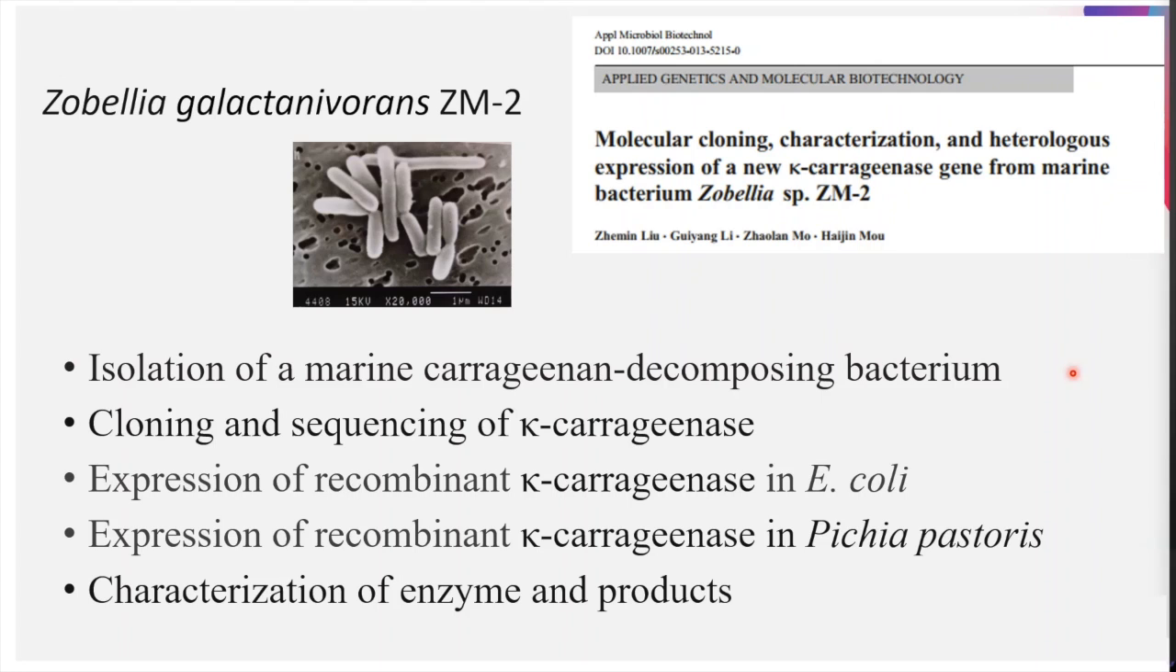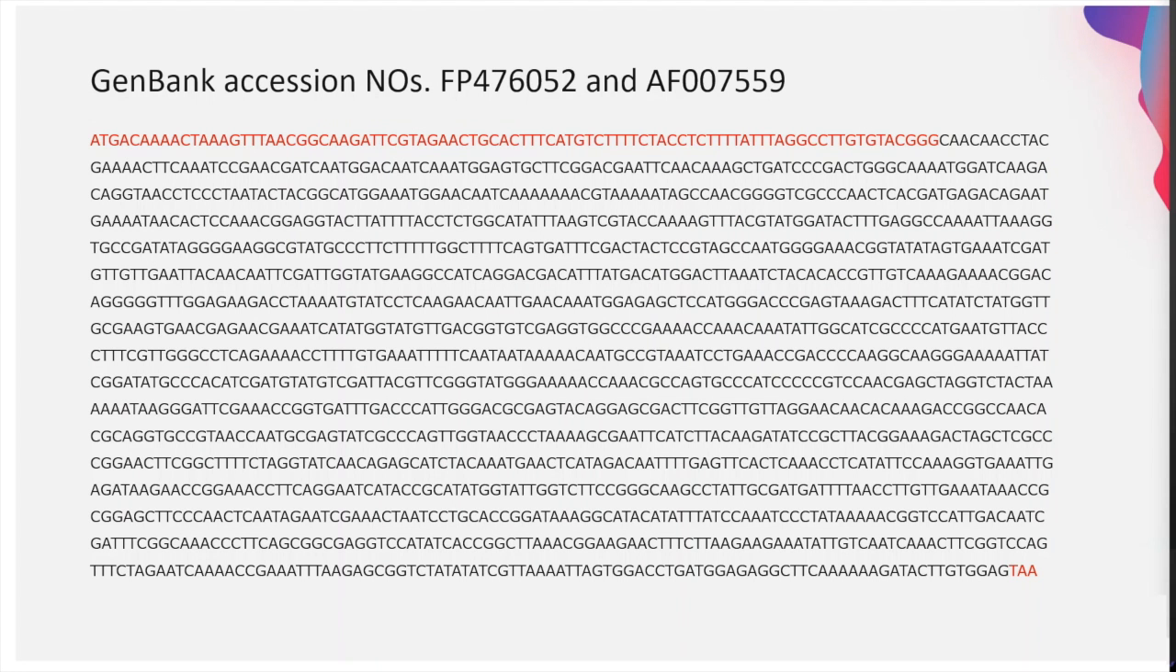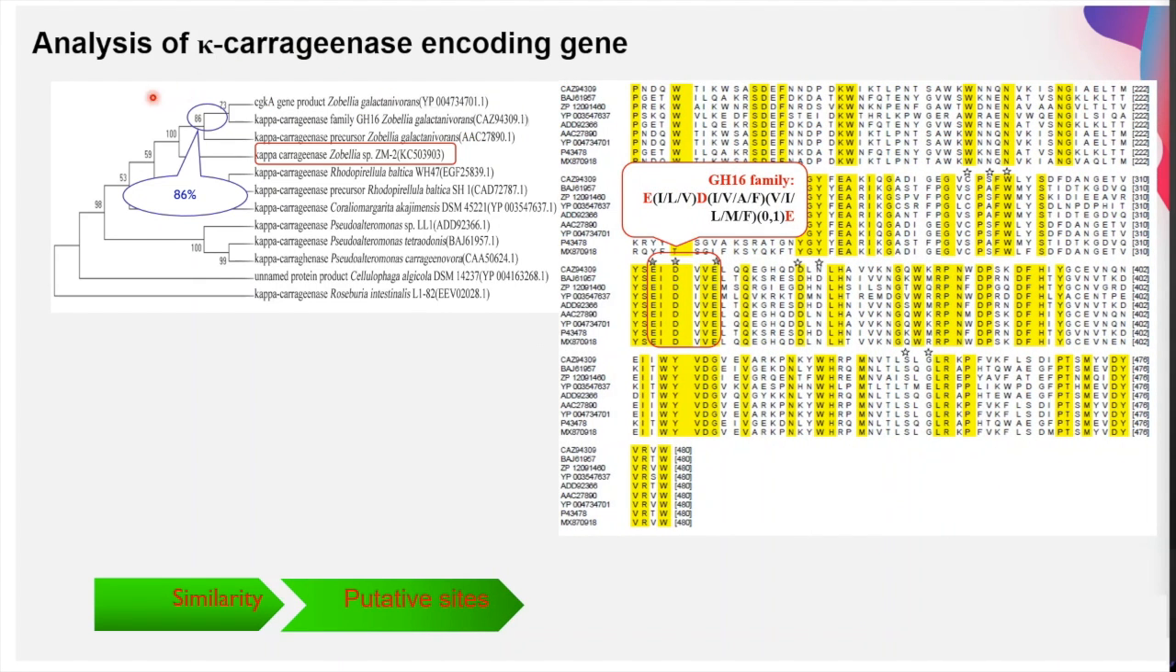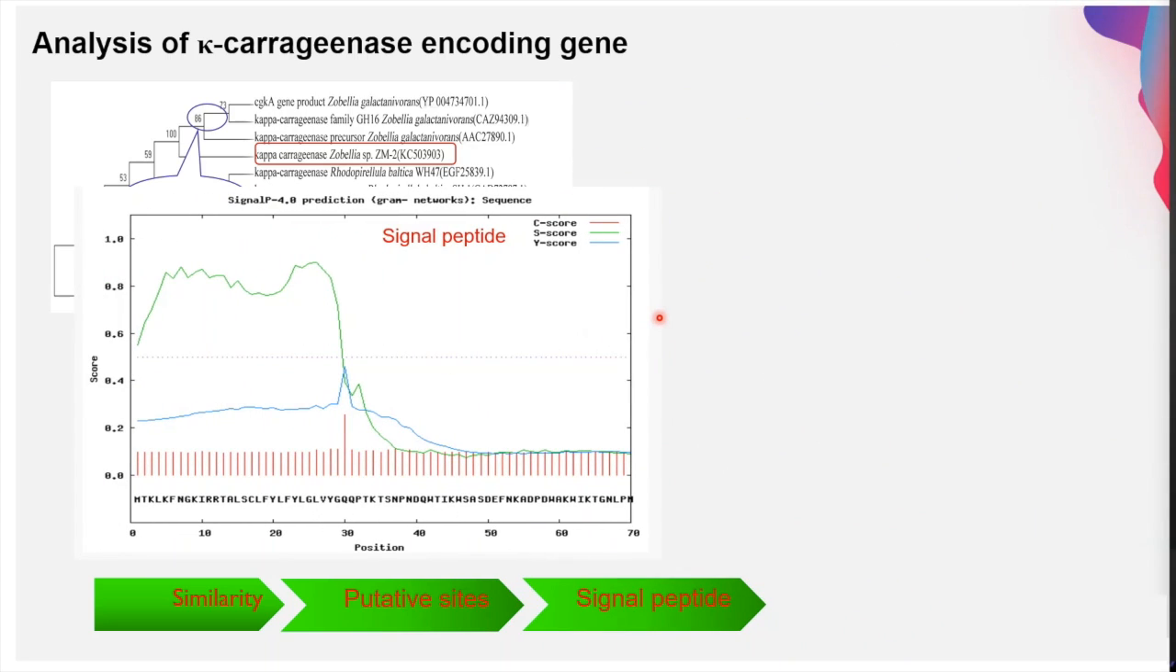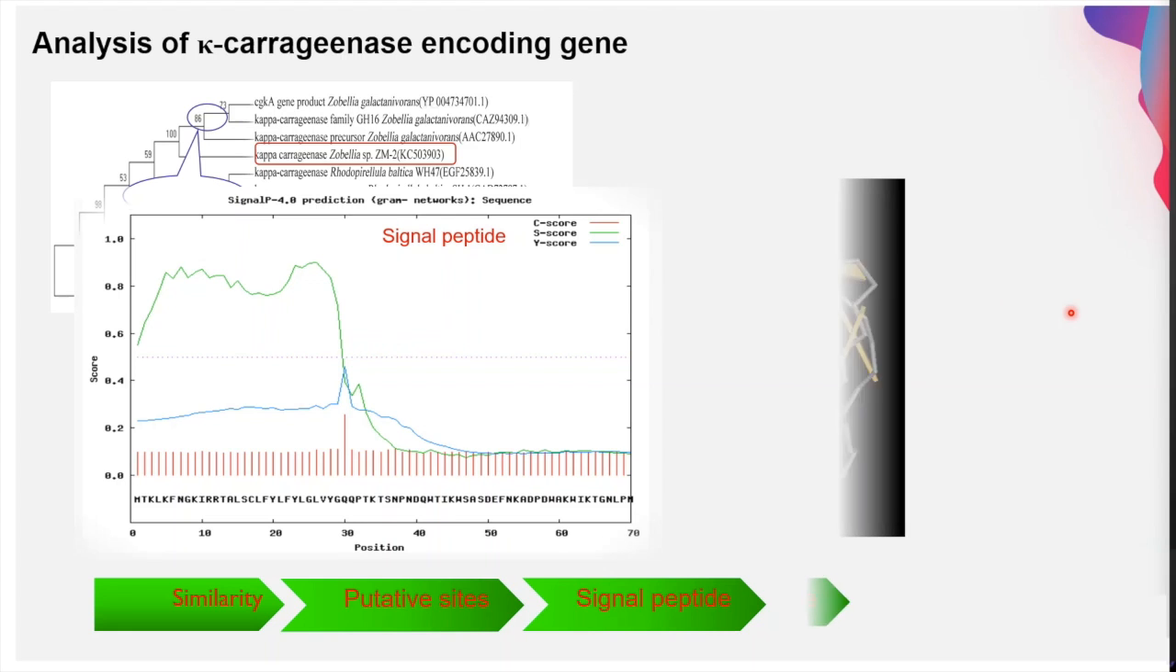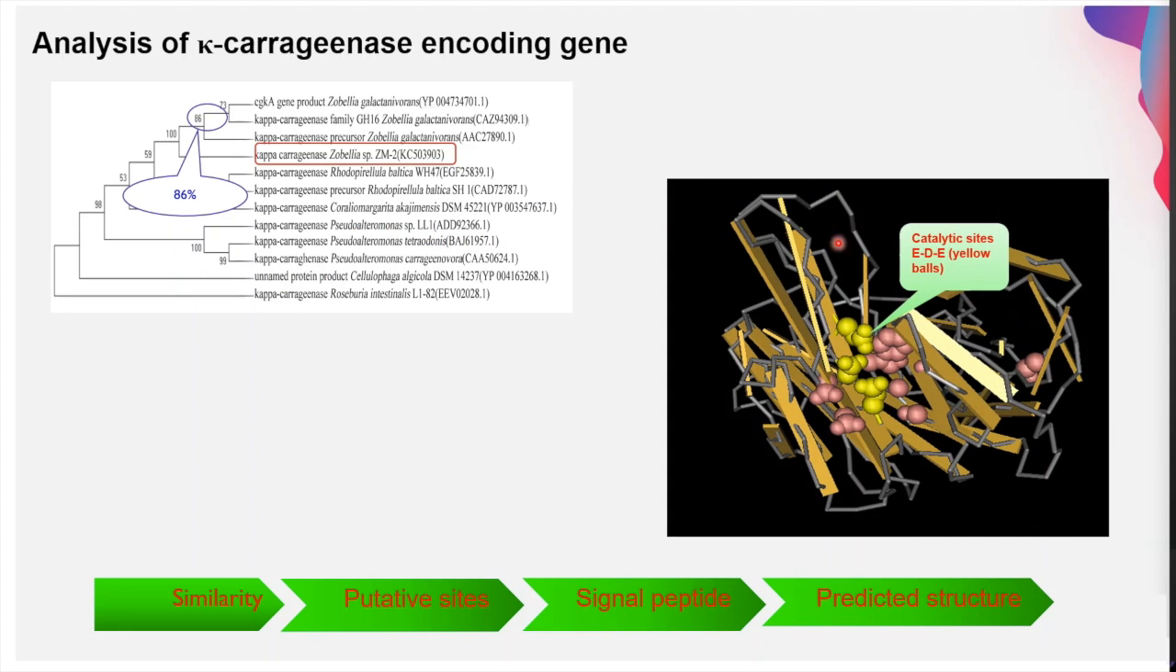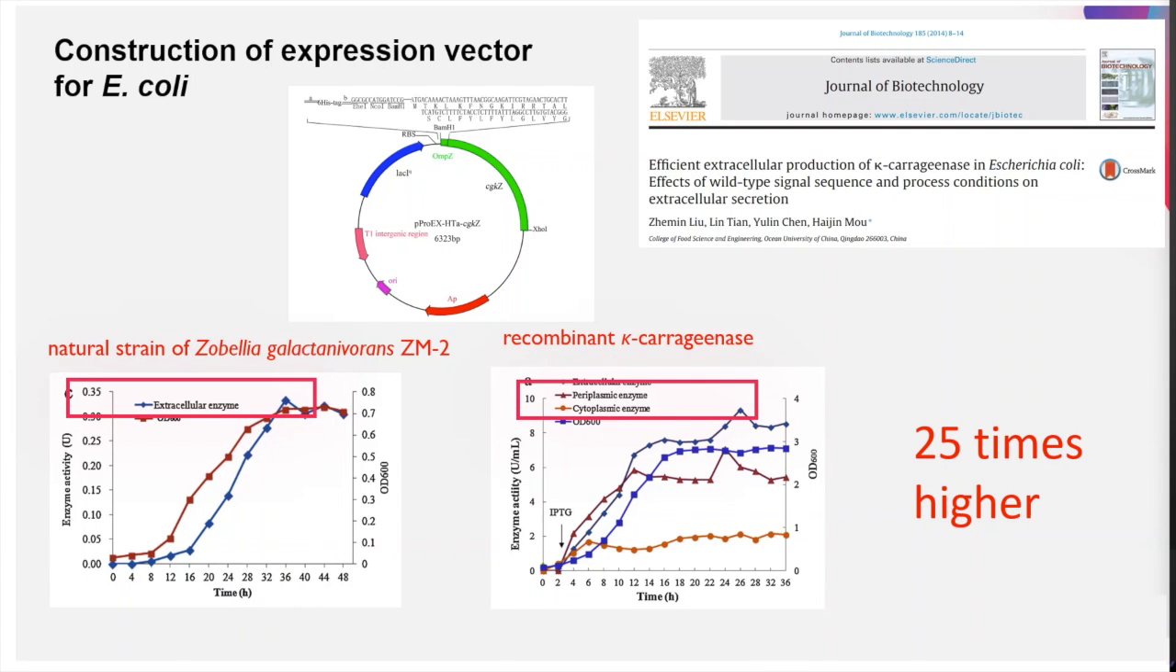After isolating this bacterium, we have done the gene cloning and expression and also the product determination work. First is the gene sequence of this carrageenase. We analyze the gene information, including the homology, the conserved domain and active sites, and the signal peptides, and also predict its structure and the catalytic sites. After getting this gene, we further do the expression of the gene.